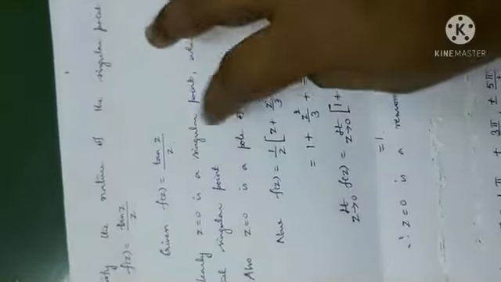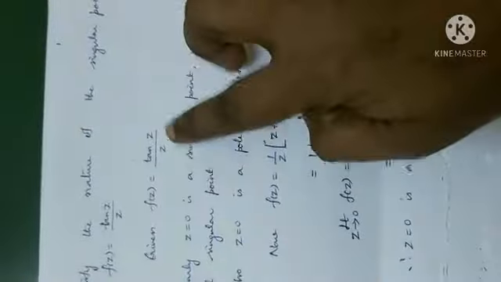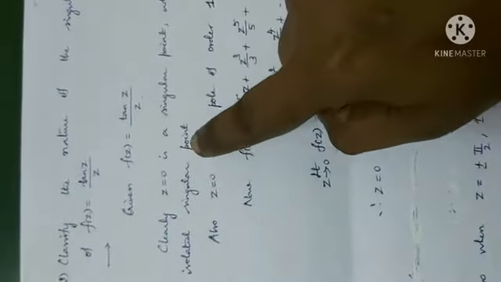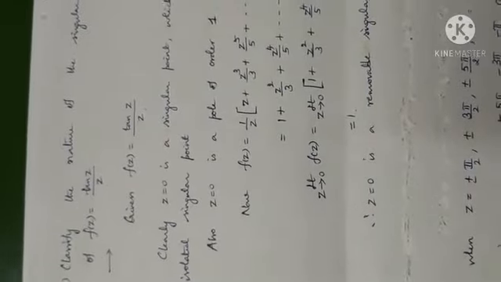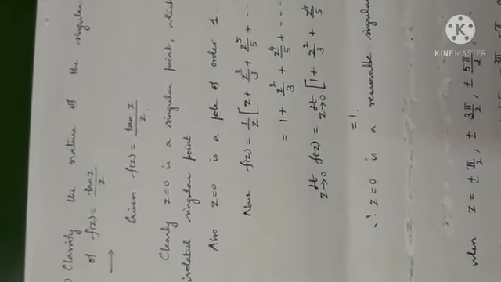Okay. Let us see the next problem. Classify the nature of singularity of tan z by z. Equate the denominator to 0, and you will get the singular point. Let us discuss types of singularity. z equal to 0 is an isolated singularity. It is isolated: no other point in the neighborhood of z equal to 0 is singular.